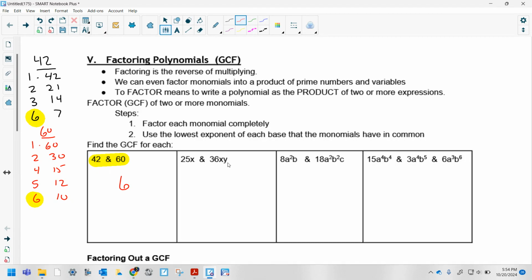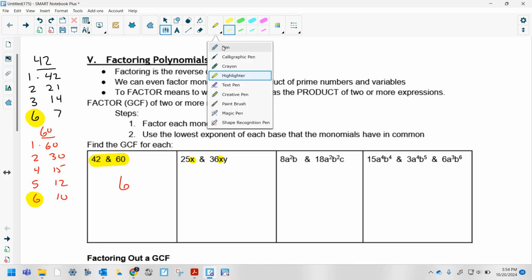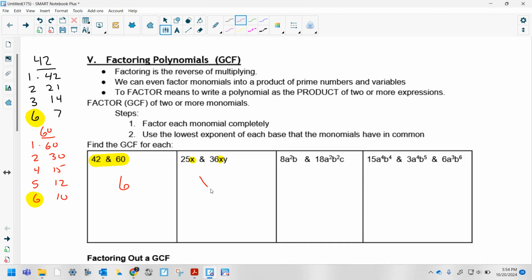So let's look at the letters now. What do they have in common in the letters? Well, this term has an X and this term has an X. This term does not have a Y and this term does. So the only thing they have in common is X.